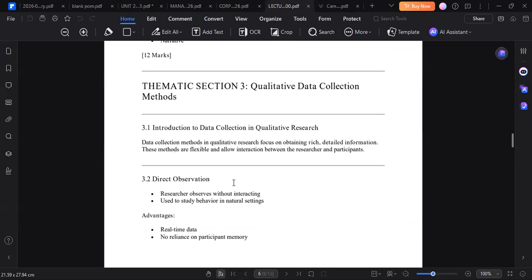So what is data collection? What is involved in data collection? Data collection in qualitative research focuses on obtaining rich, detailed information. These methods are often flexible. They allow you to have interaction with the researcher and the participants. And so we have what we call direct observation.